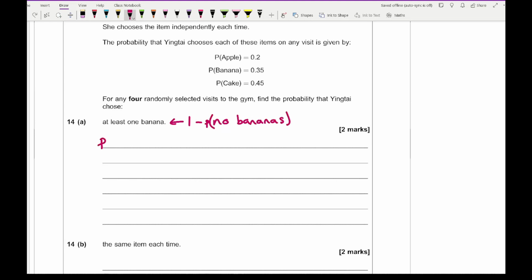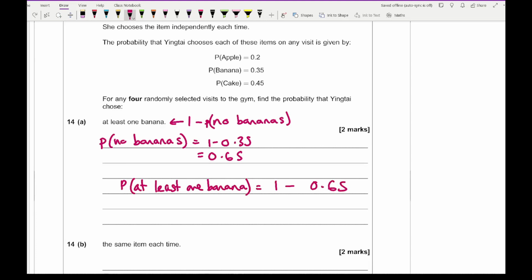Now the probability of no bananas on 4 separate visits, well, the probability of no bananas is going to be 1 minus 0.35, which is 0.65. So then for this, the probability of on any given 4 of at least 1 banana is going to be 1 minus 0.65 to the power of 4. And if I type that into my calculator, I get the answer of 0.82149.